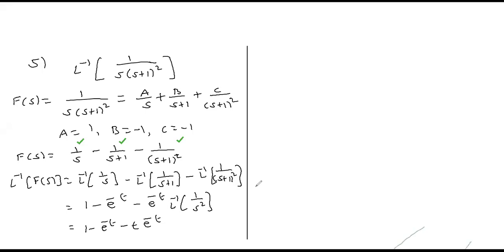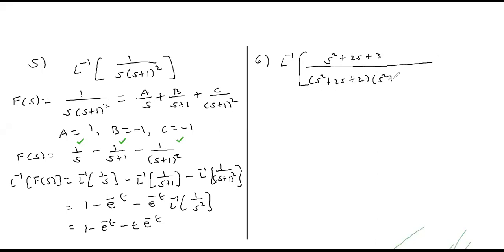Problem number 6, and see this one. L inverse of (s square plus 2s plus 3) by (s square plus 2s plus 2) into (s square plus 2s plus 5). Now this is non-repeated quadratic factors, right?